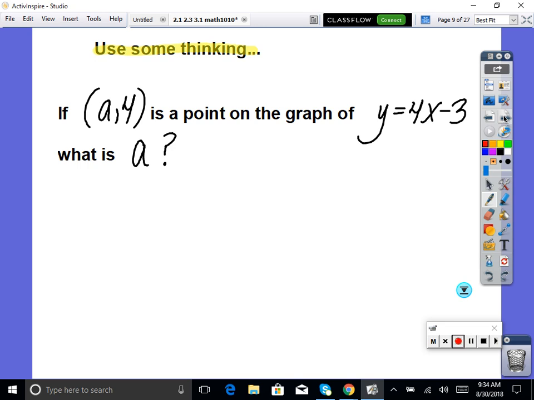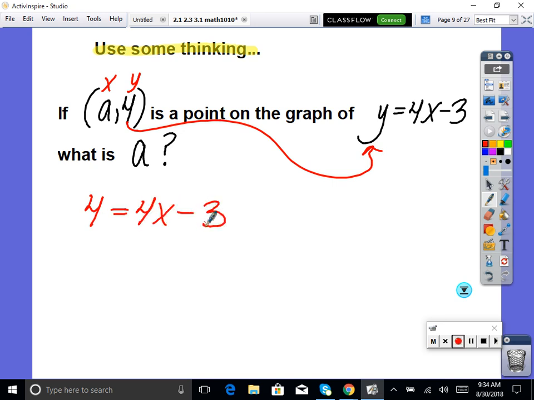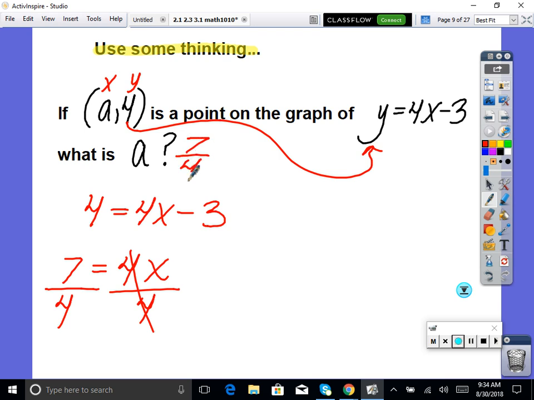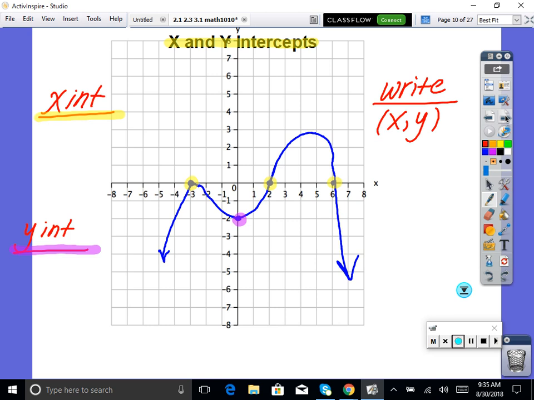So how could I do that? Plug in 4. Yep. This is an xy point, so we can plug in 4 in the correct spot. So we have 4 is equal to 4x minus 3. Now can't I solve for x? Add 3. So 7 is equal to 4x, divide by 4. So then our x value must have been 7/4. So a was 7/4. Just put 2 and 2 together. Think a little bit.